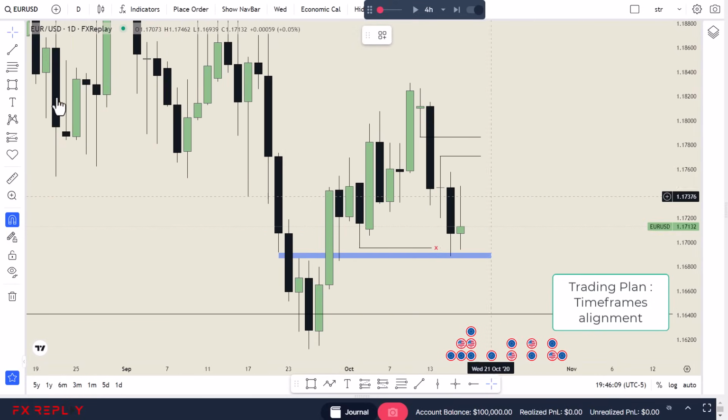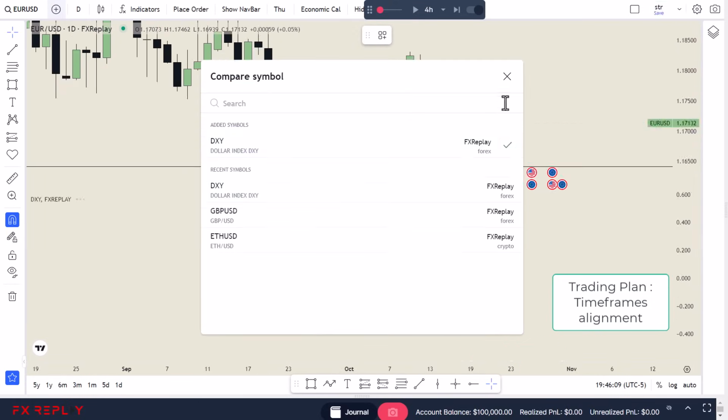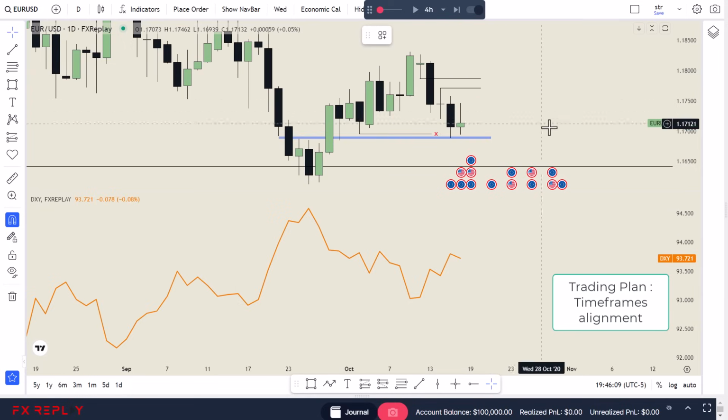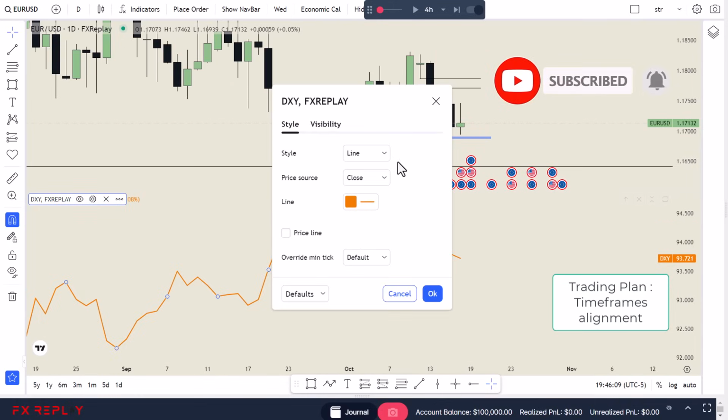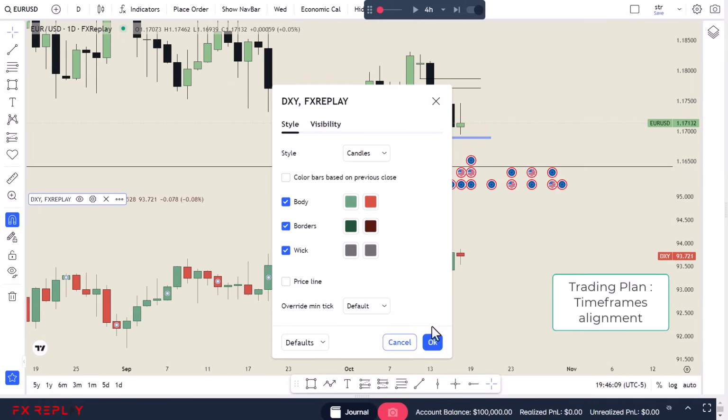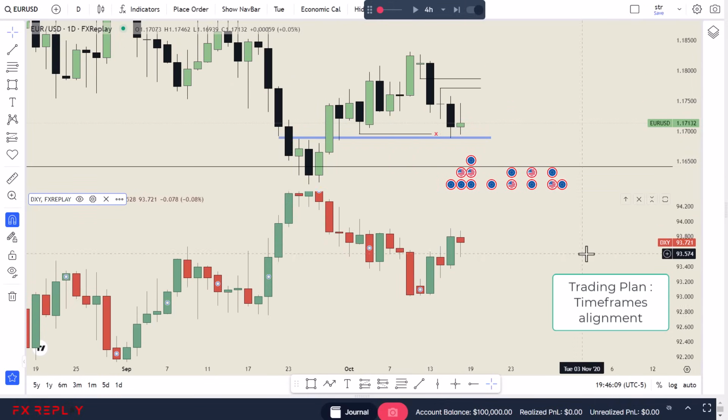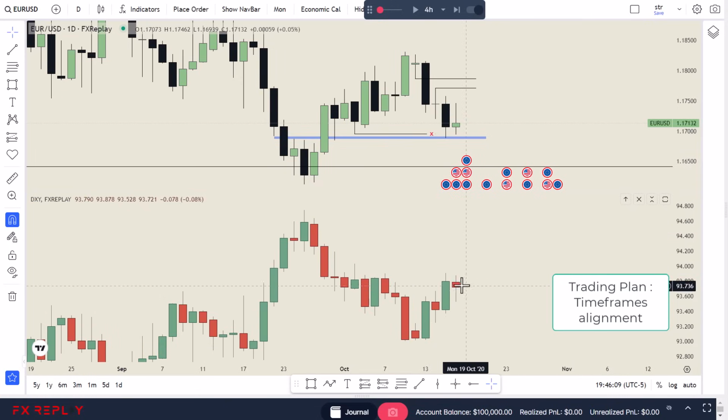Now let's check if we have any kind of SMT divergence. So let's pull out the DXY chart. And this is the great thing about FX Replay. I don't believe other backtesting software have this feature. So in here we don't have... alright, so we do have an SMT divergence.